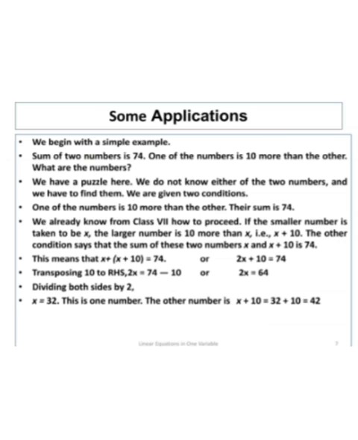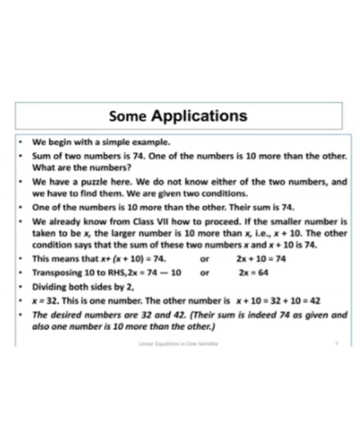So now dividing both sides by 2, we will have x is equal to 32, that is our first number, and the other number is x plus 10, that is 32 plus 10 is equal to 42. So desired numbers are 32 and 42. As we can see, their sum is indeed 74 as given, and also one number is 10 more than the other.